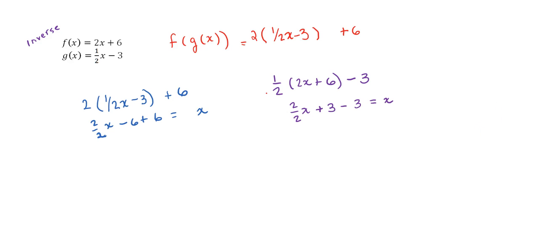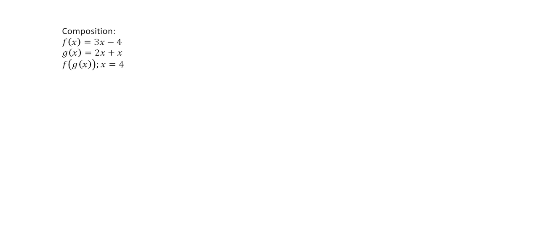Let's take a look here. What else do I have going on? All right, so I'm going to start looking at just straight up compositions. I'm not going to be looking now for whether it's an inverse or not. I'm just going to do the composition. So in this case, we're told f of x is 3x minus 4. My g of x is 2x plus x, and my f of g of x is what I'm looking for. I'm told that x is 4.